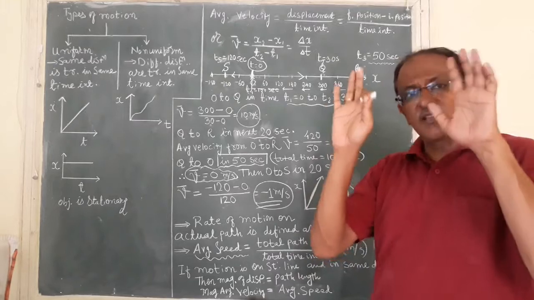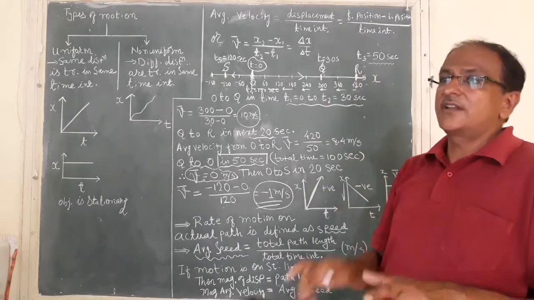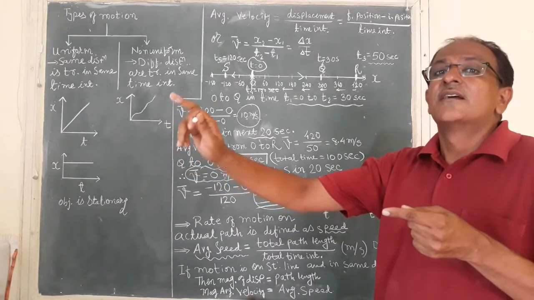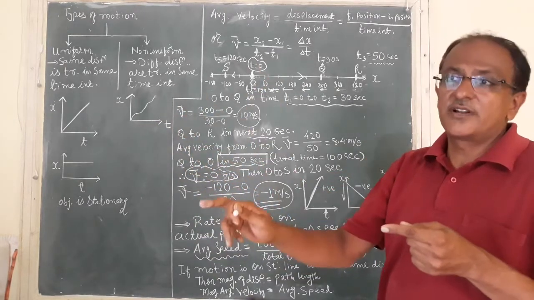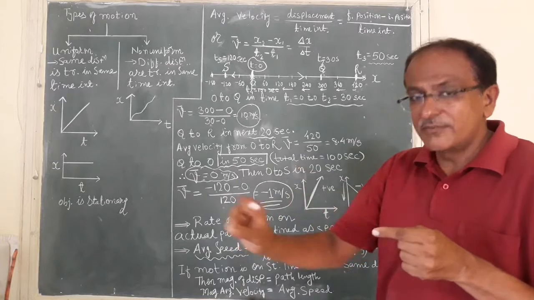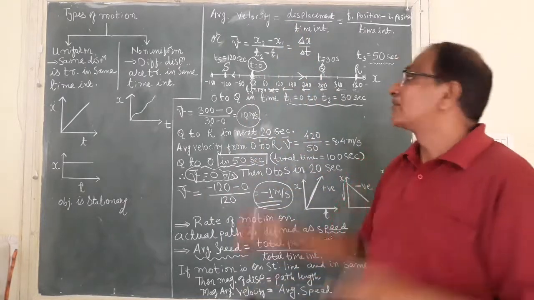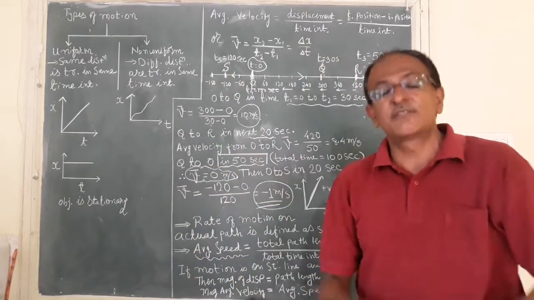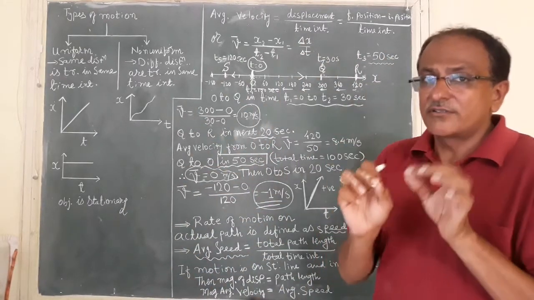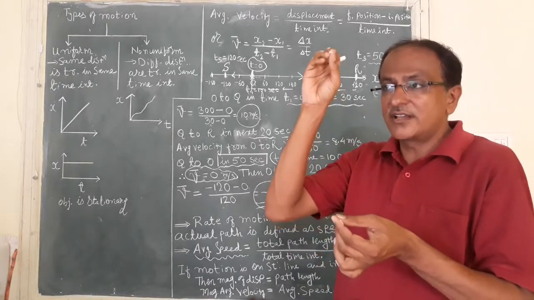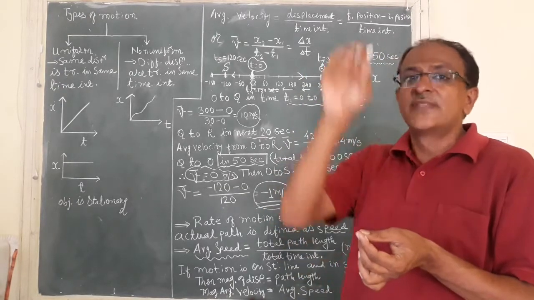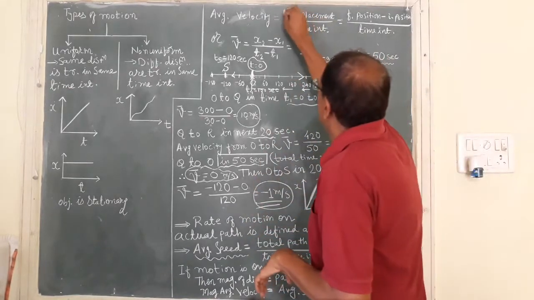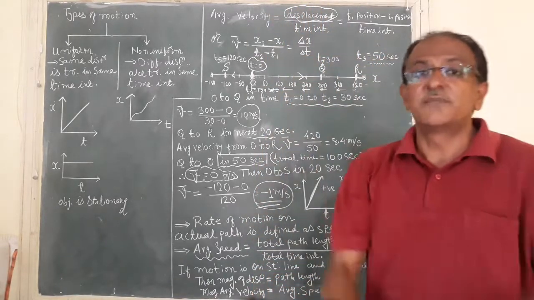Average velocity is displacement upon time, that is, a straight line joining the final point to the initial point we have to consider, and that length we have to measure. That will give you the value of displacement. Either it will be positive or negative, or it will be 0. But what you have to take into consideration? The straight line joining the initial to the final point. That will give you the displacement.